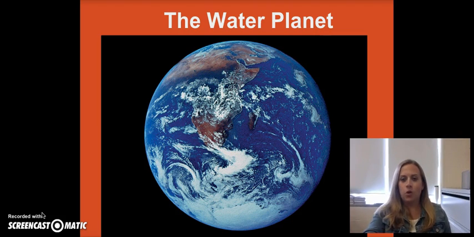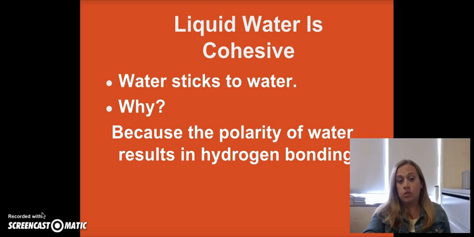We also live on the water planet, so you know that the vast majority of the surface of the earth is covered by water, and that we have these really, really deep oceans that we don't even know what's in some of them because of just the amount of water on the planet. So we're going to look at the properties of water and why some of these properties are so important that they really are responsible for a lot of really important functions of life.